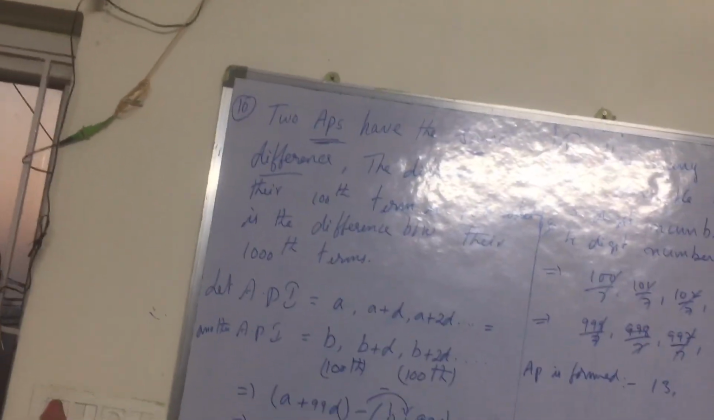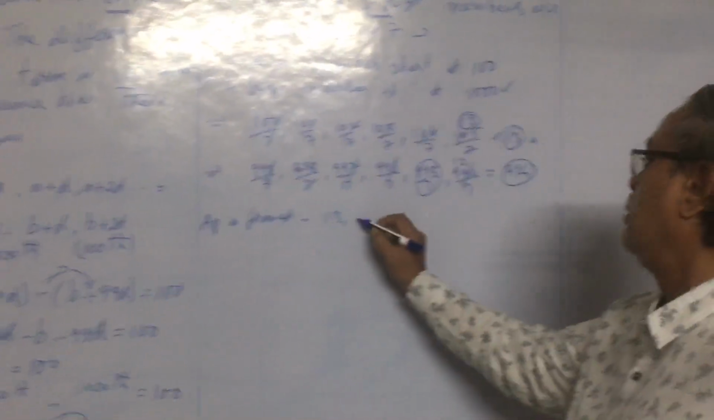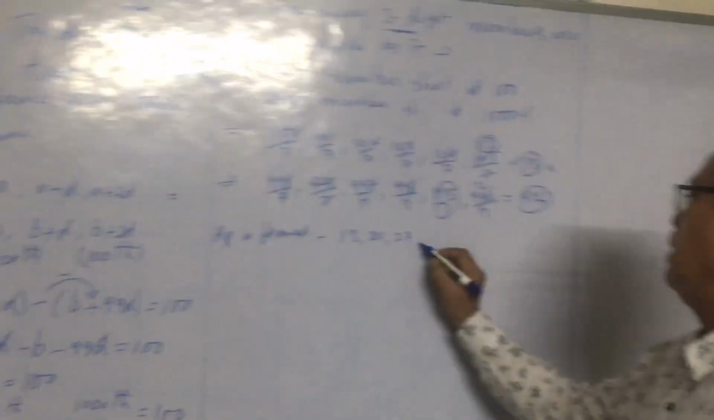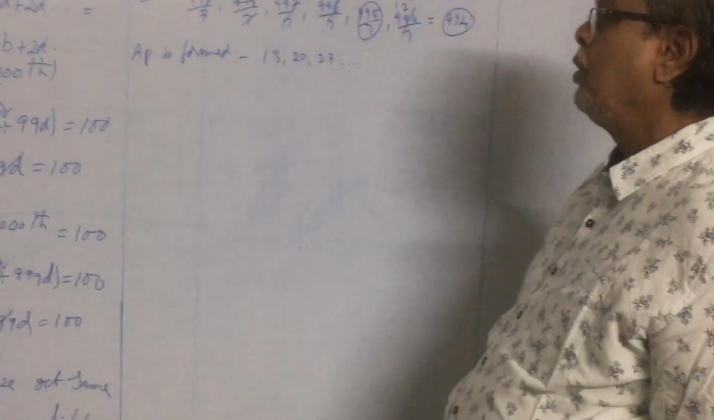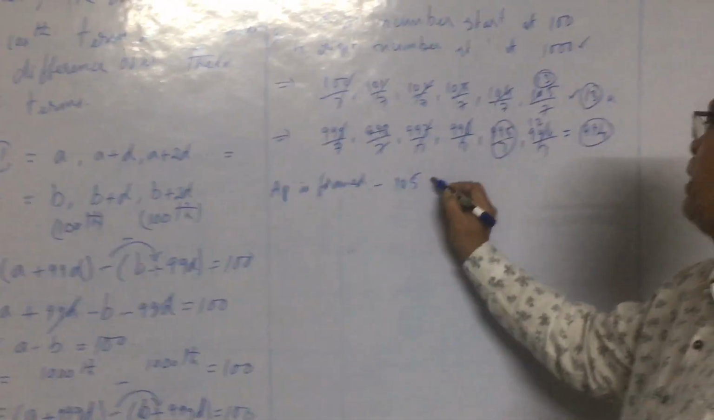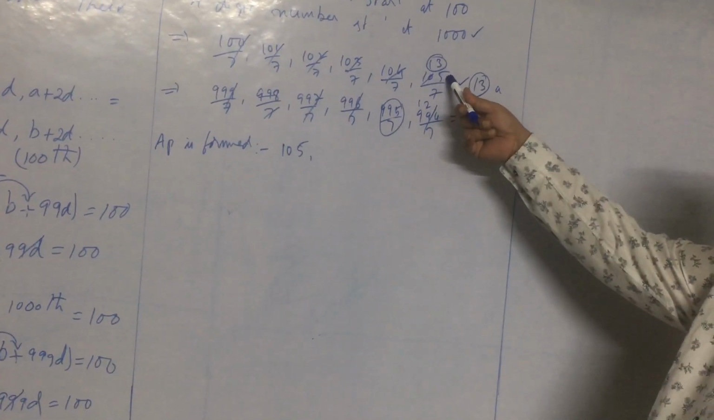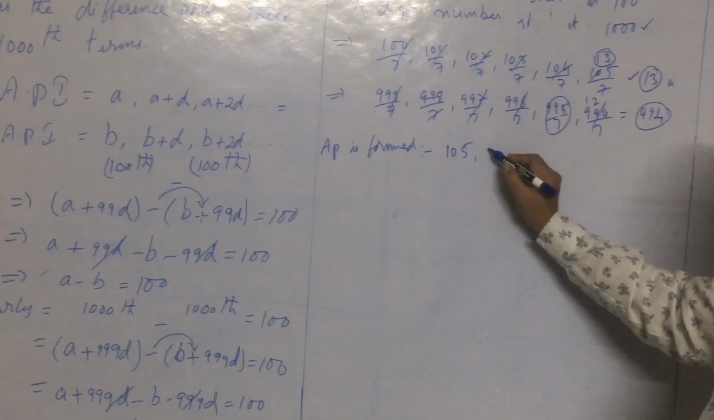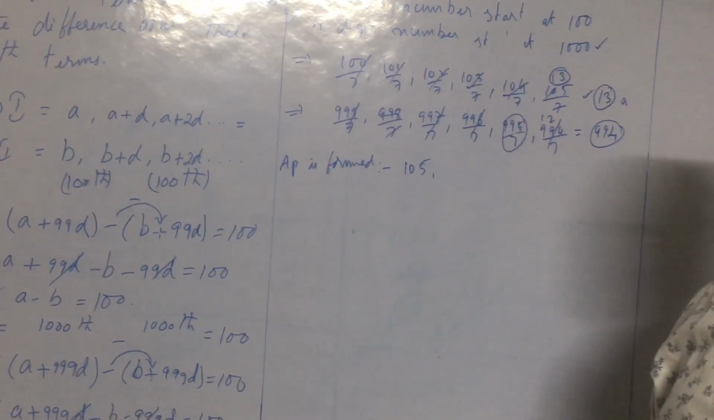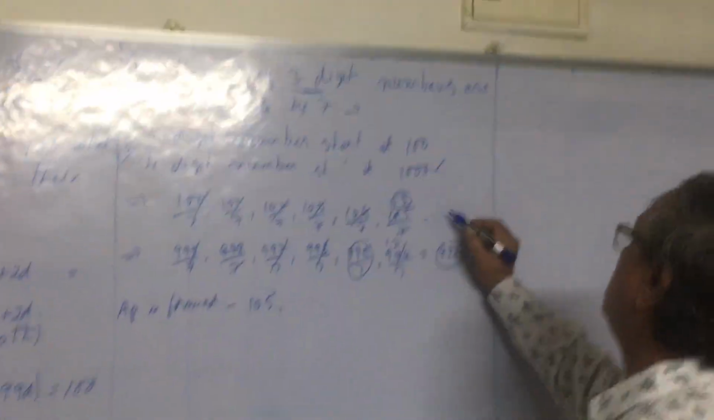105, after how much? 7. 105 plus 7 is 112, then 119. Sir, after 105, how much? 105 plus 7.